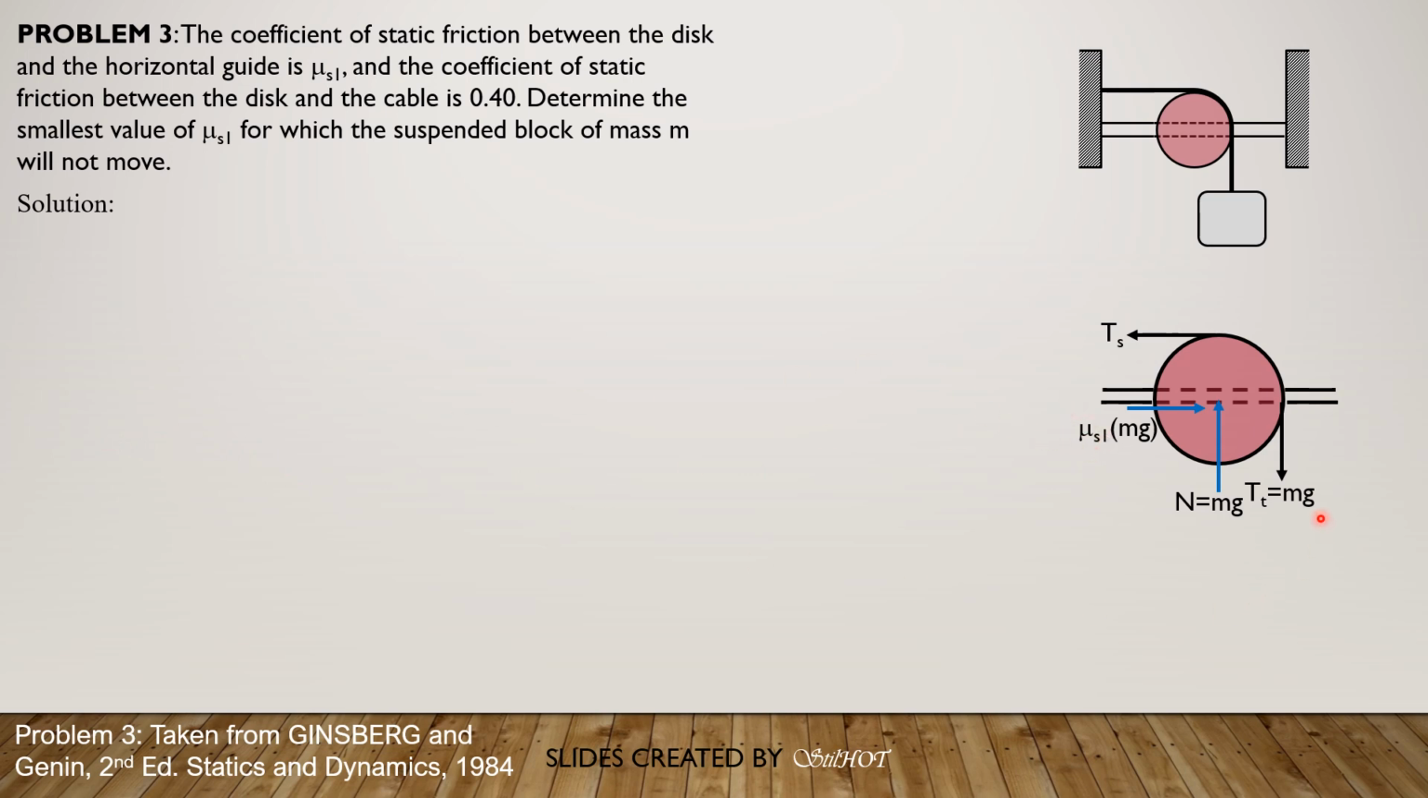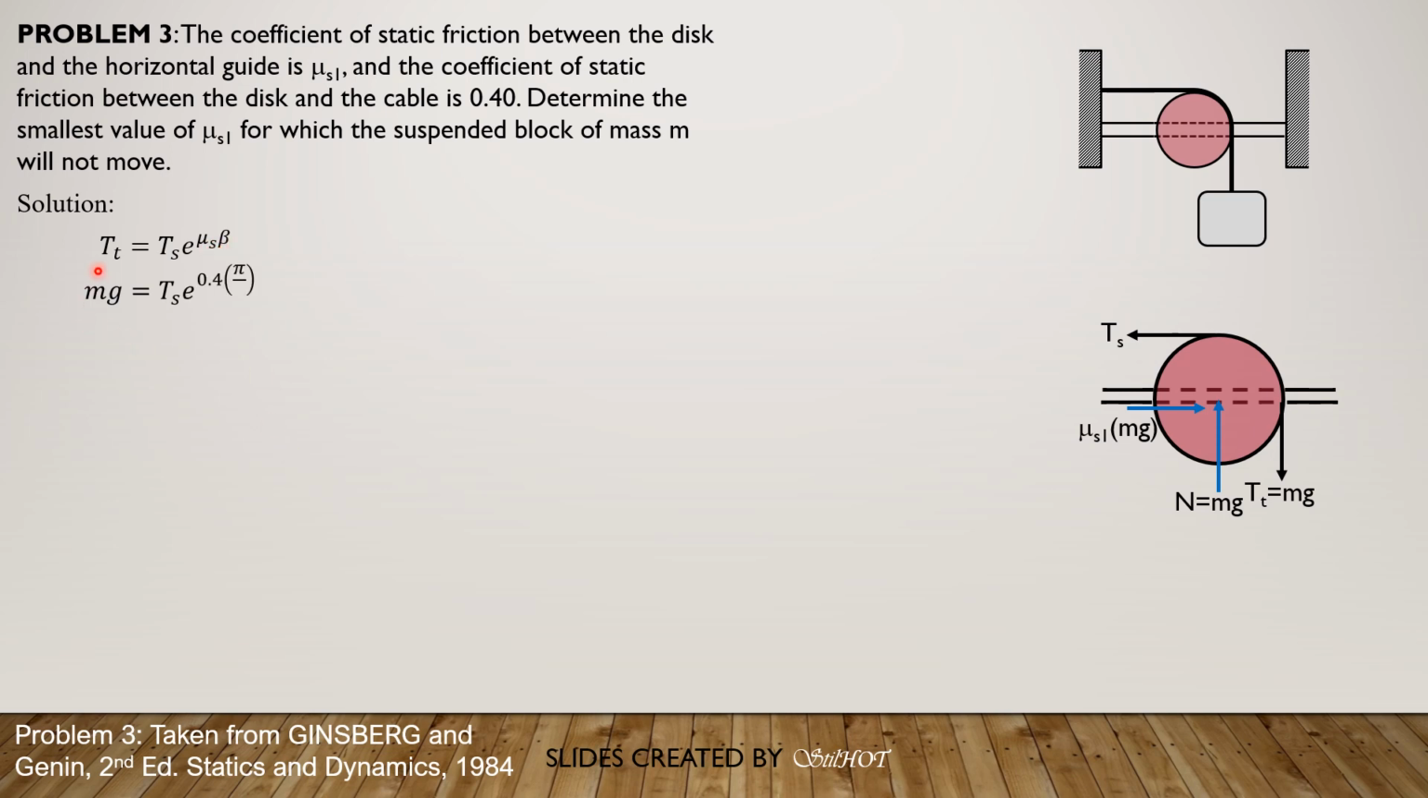So we will express T sub S in terms of mg by the relationship T sub tight equals e to the mu S times beta, where beta is the angle of contact. In this case, we have here the point of tangency at the top, point of tangency at the rightmost point. Therefore, the angle of contact is 90 degrees or pi over 2 in beta there.